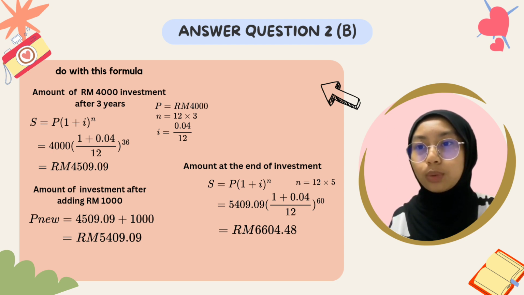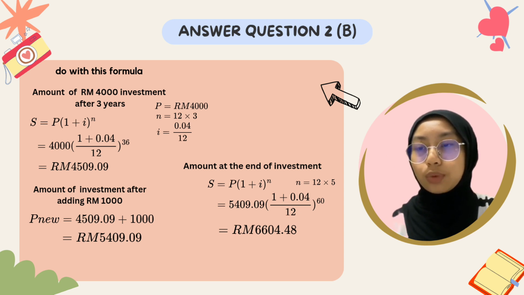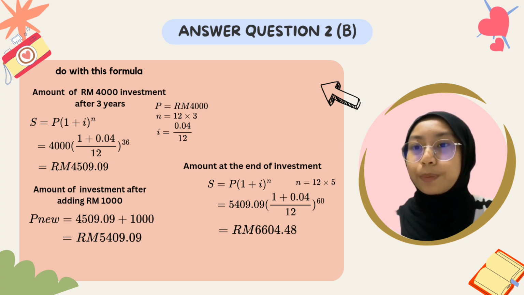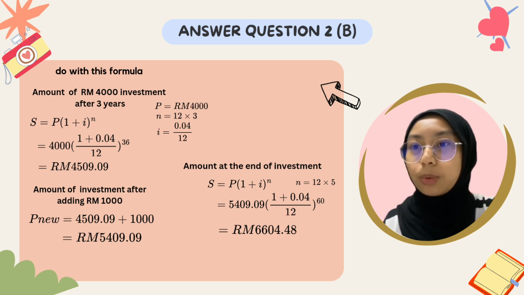N is 60. I is 0.04 over 12. Find N: 12 multiplied by 5 and we get 60. Why do we multiply by 5? It is because the total is 8 years, and we already calculated the first 3 years. So 8 years minus 3 and the answer is 5 years. So 5,409 ringgit 9 cents, open bracket 1 plus 0.04 over 12, close the bracket, to the power of 60. So the answer for the end of the investment is 6,604 ringgit 48 cents.